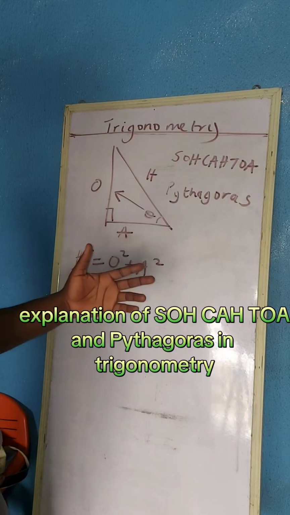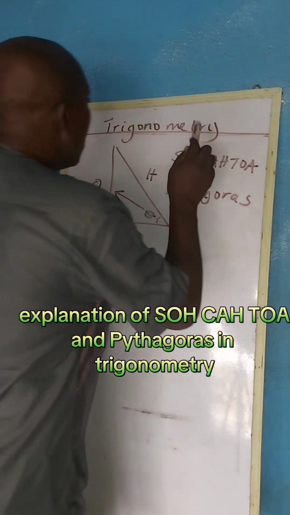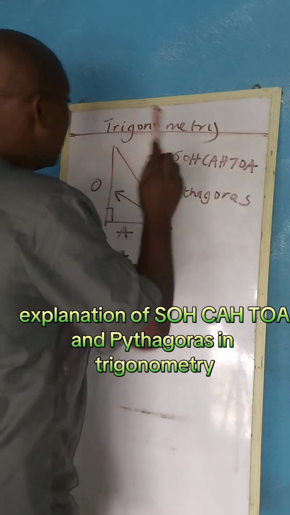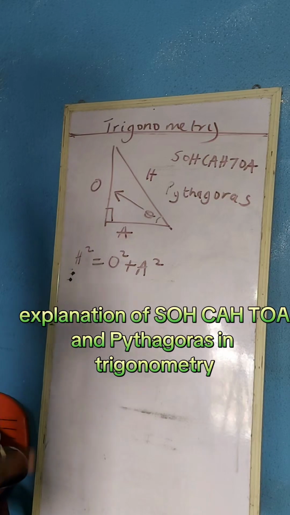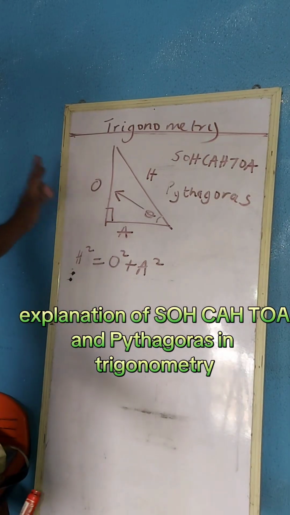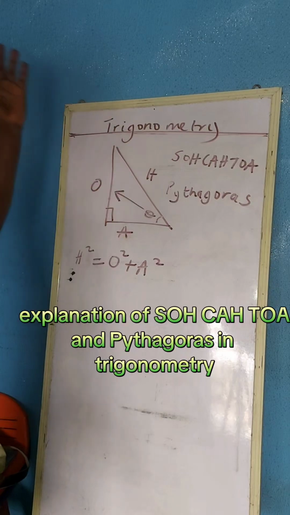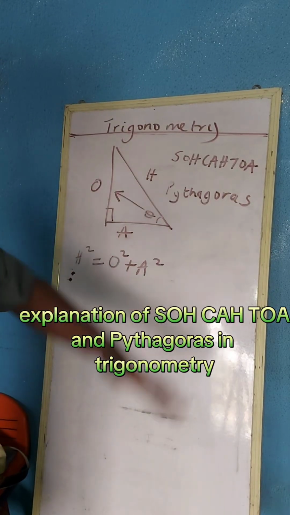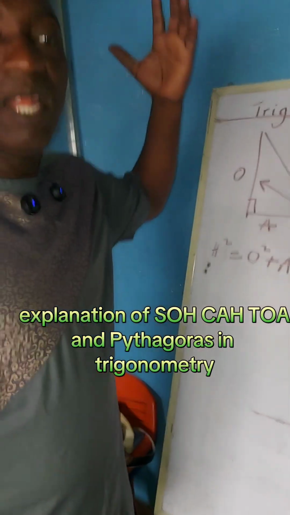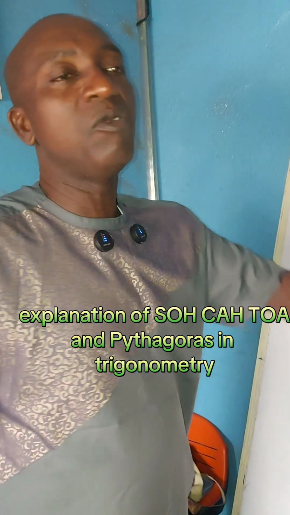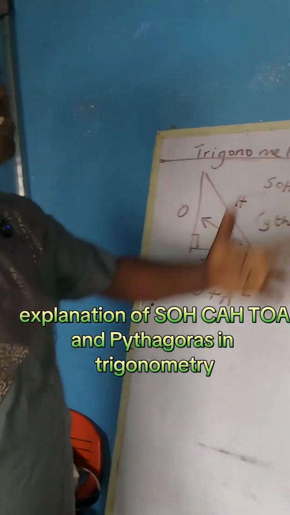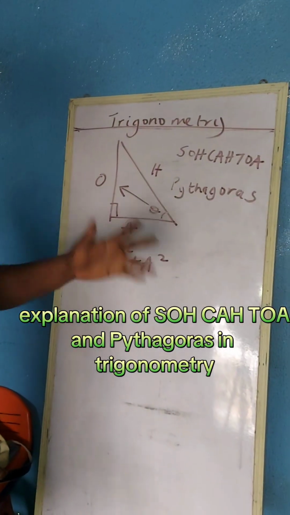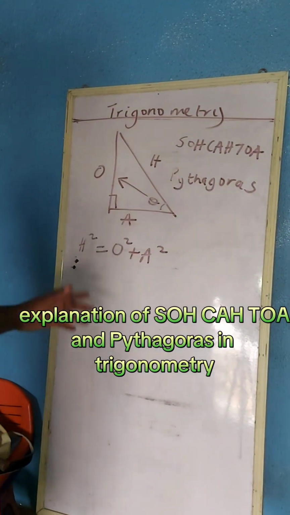And the next one, I told you that the extension of SOHCAHTOA leads to sine rule. In our next page, we are going to do that one. But this one is just JSS 1, JSS 2, primary 6, primary 5 work. But prior knowledge, before we can go to cosine rule or sine rule, we need to do angle of elevation, angle of depression, all those simple work.